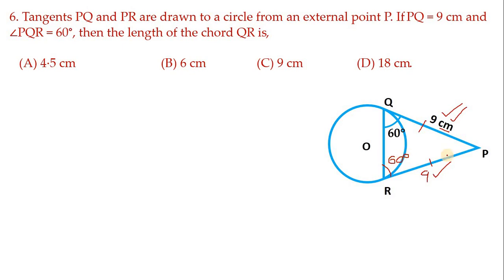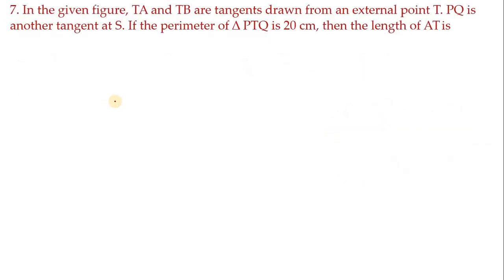Now, look at the triangle PQR. In this triangle, this angle is left out. When two angles are equal to 60 degree each, this angle also will be 60 degree only. Now, identify the name of the triangle PQR. That is equiangular triangle. Equiangular triangle is always equilateral triangle. In equilateral triangle, all sides are equal. Hence, this QR also will become 9 centimeter. Hence, the correct option is C. Move on to the next one.